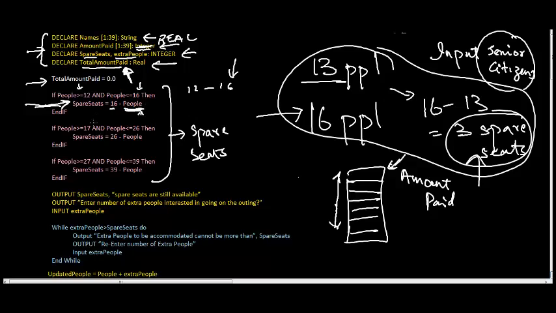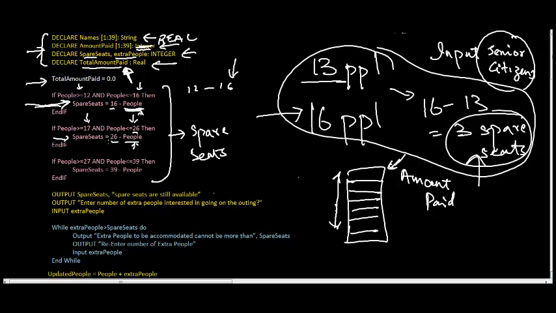Okay, what if the number of people, this variable people, had a value between 17 and 26? If that was the case, the maximum number of people that can go on this trip is 26. So what we are going to do is calculate our spare seats by subtracting the number of people going on the trip from 26.